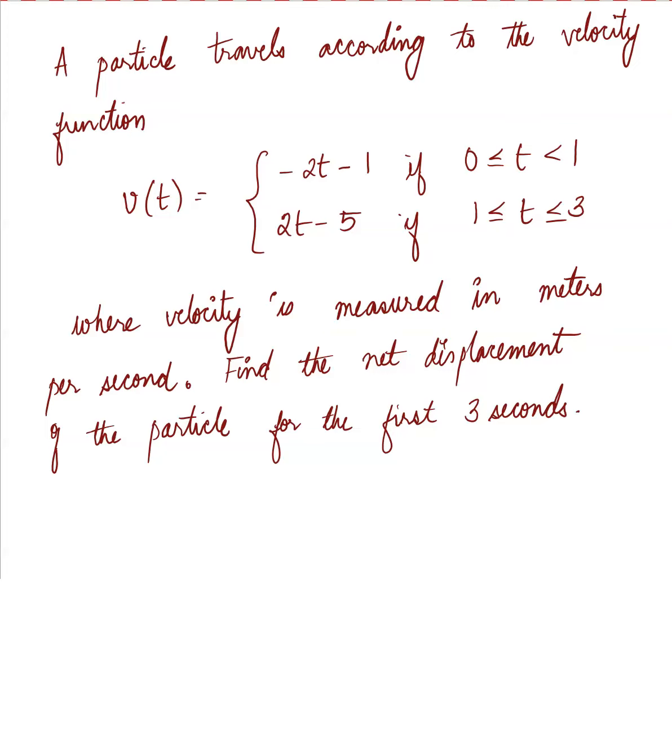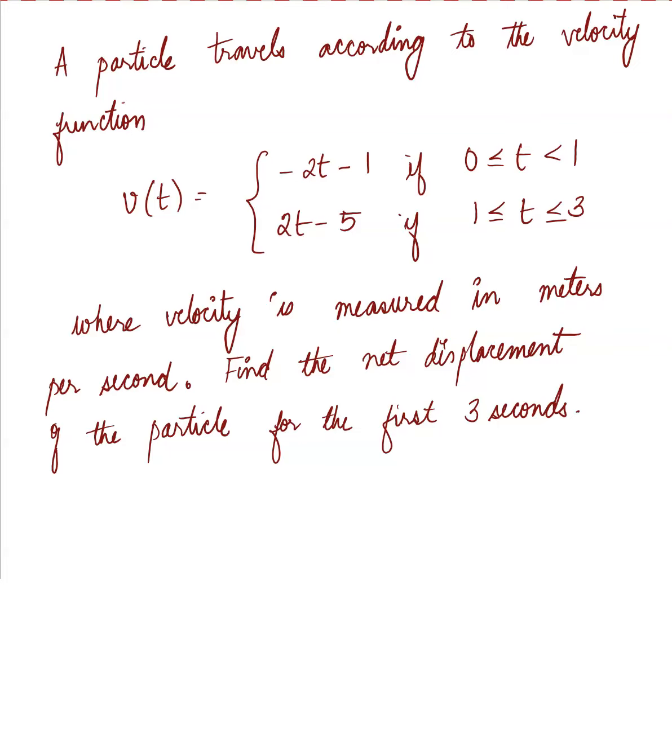A particle travels according to the velocity function v of t. It's given as a piecewise function. You have two pieces. They both are lines, as you can see: negative 2t minus 1 and 2t minus 5. One has a negative slope, the other has a positive slope, so you can see one going down and one rising, and it's happening over those specific domains. So you get a picture of what they're referring to as the velocity function. Where velocity is measured in meters per second, find the net displacement of the particle for the first 3 seconds.